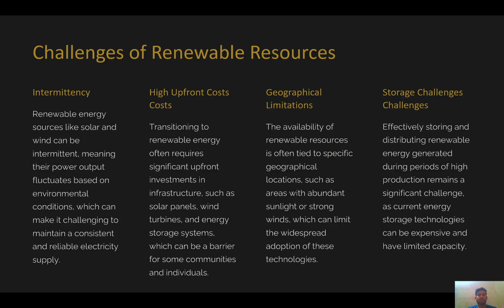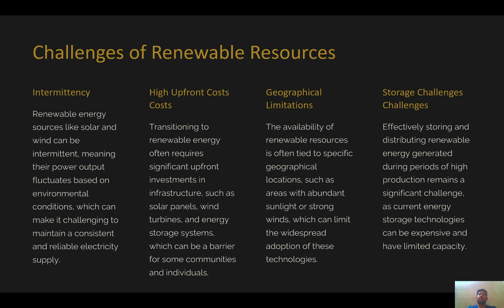High upfront costs. Transition to renewable energy often requires significant upfront investment in infrastructure, such as solar panels, wind turbines, and energy storage systems, which can be a barrier for some communities and individuals. Intermittency. Renewable energy sources like solar and wind can be intermittent, meaning their power output fluctuates based on the environmental conditions, which can make it challenging to maintain a consistent and reliable electricity supply.